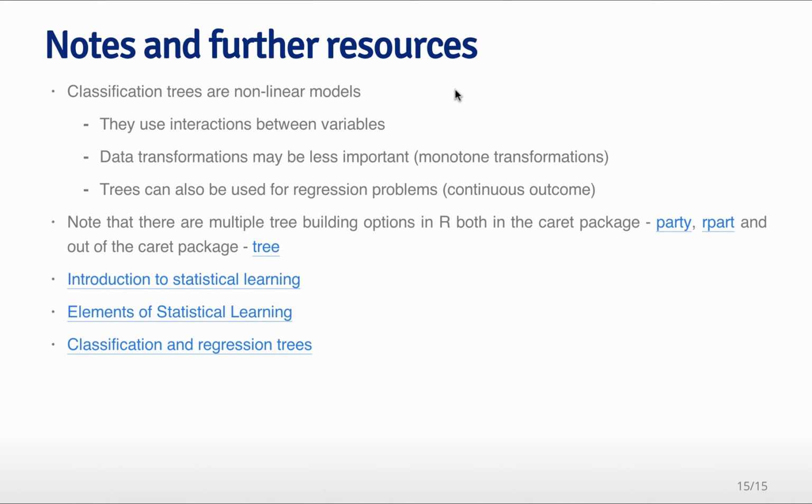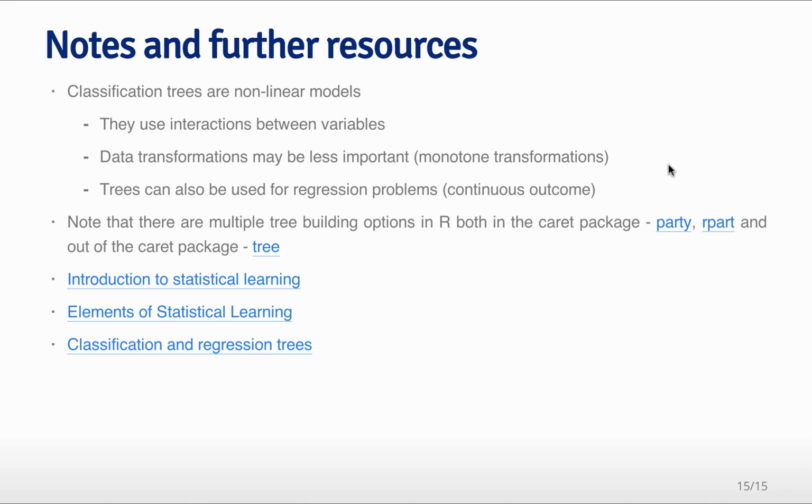Some notes and further research sources. Classification trees are nonlinear models, so they immediately use interactions between variables. This is important to keep in mind because it's always a model that's built on the relationship between multiple variables. And if you have a large number of classes for a particular variable that you're predicting with, the models can overfit a little bit. The data transformations may be a little bit less important. If you do any monotone transformation of a continuous variable, in other words, any transformation that doesn't change the order of the values, but maybe makes them bigger or smaller, then you will get the same data splits with the classification and regression trees. This can make the transformations a little bit less important.